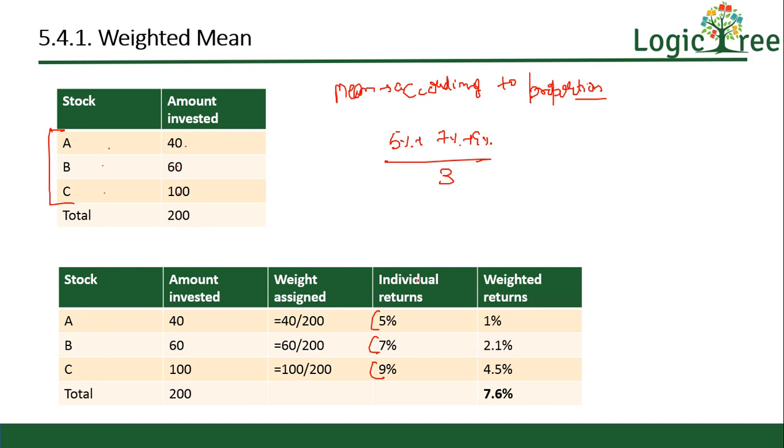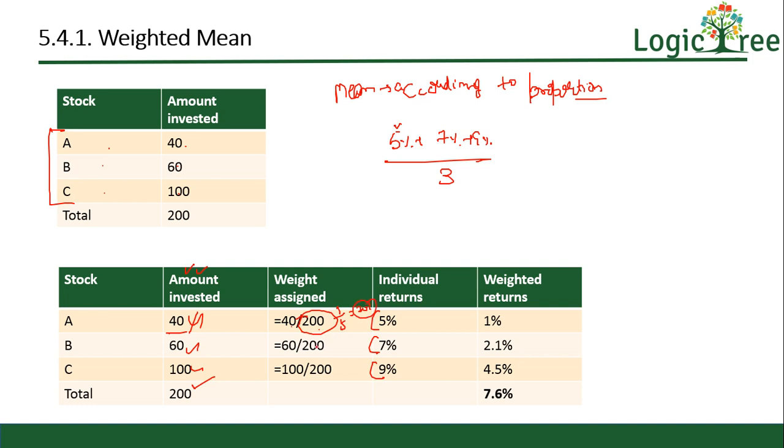But in this case, since the amount invested is different, we will take the returns according to the proportion of the amount invested. So the weight assigned to stock A would be the amount invested divided by the total amount, that is 200. So the weight turns out to be 40 upon 200, that is 1 by 5, or it is 20%.